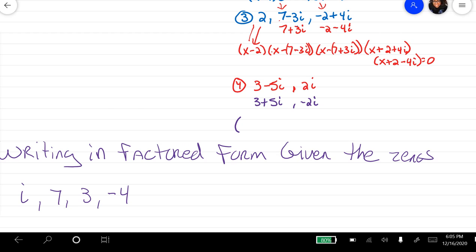Factored form would be x minus, again, we always do the opposite of this constant here. So it's going to be x minus 3 minus 5i, and then x minus 3 plus 5i. And then we'll have x minus 2i, x plus 2i.